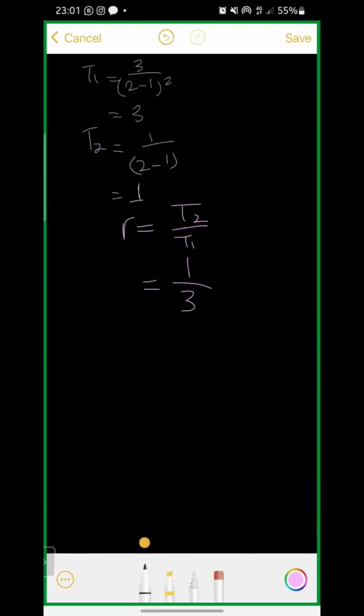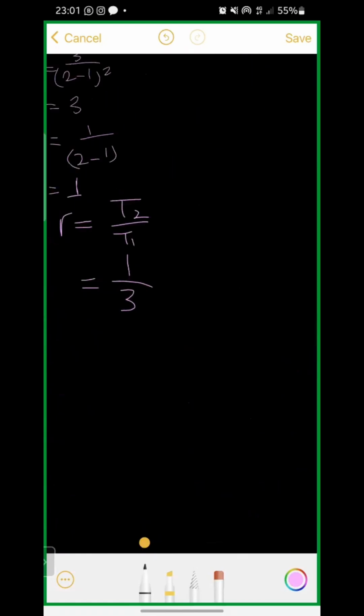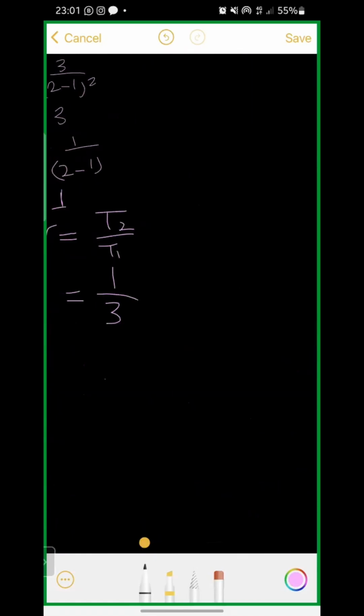All right, so our r is a third, and then let's just replace into the formula. Sum to infinity is equal to our a, which we got as 3, all over 1 minus a third. It's 2 over 3.